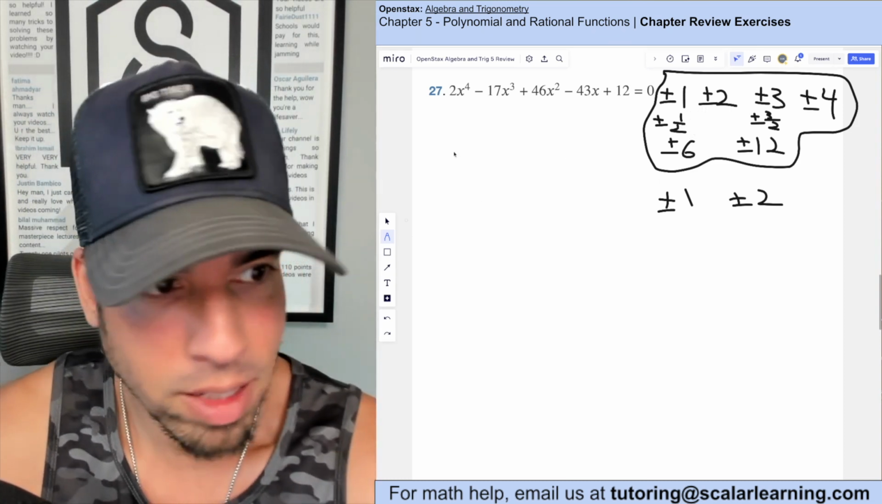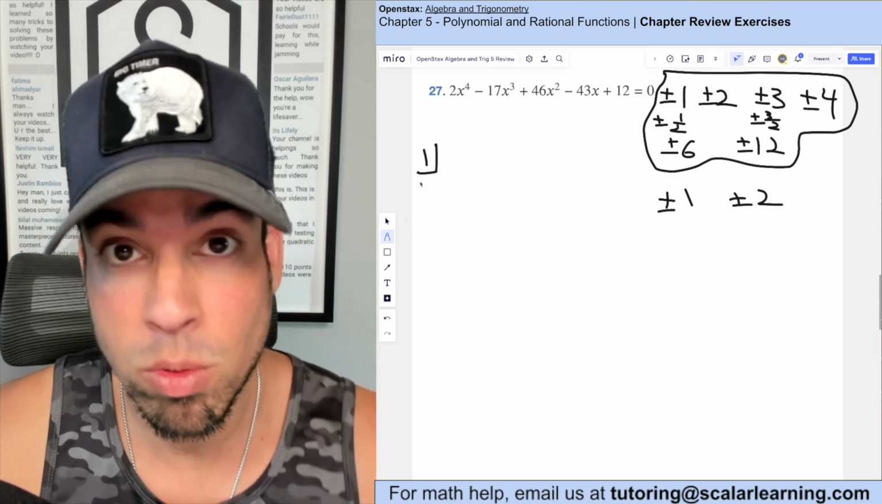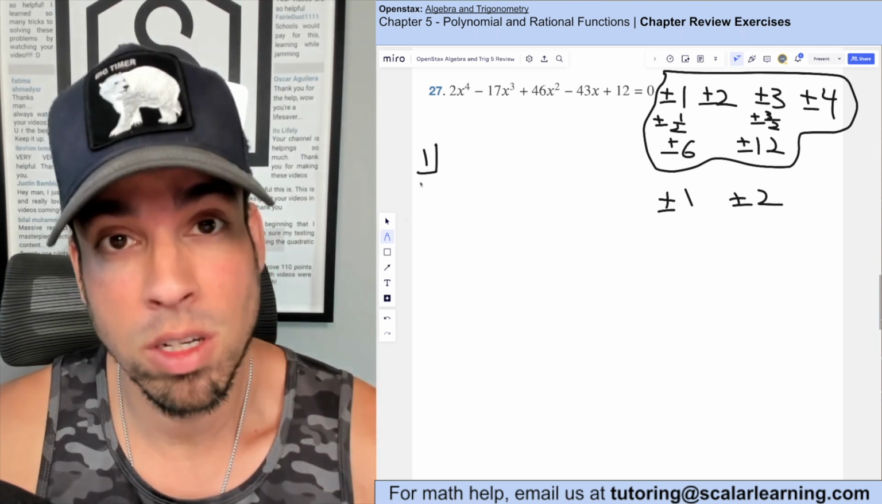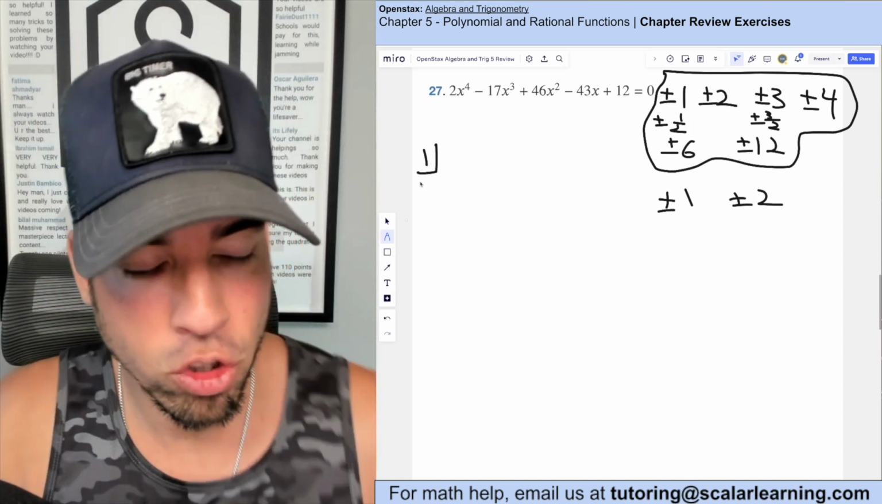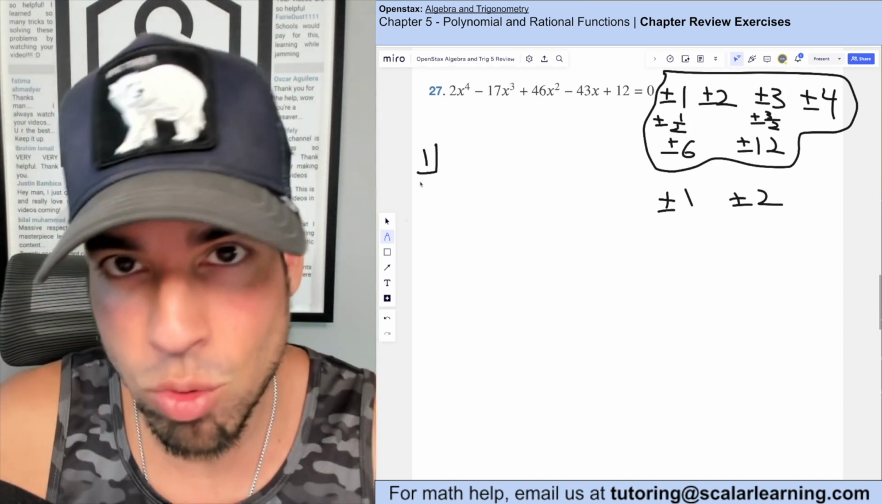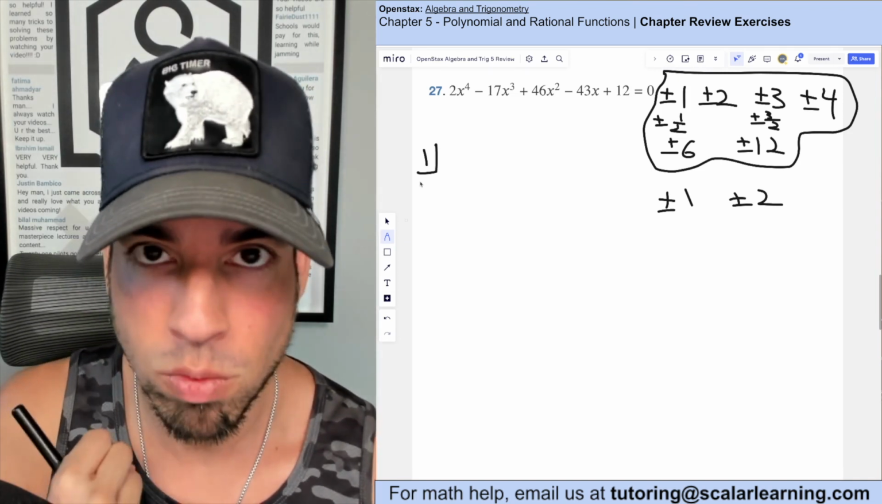So normally I like to start with 1, and I'm actually going to start with 1 here. I'm just letting you know I'm doing it with the knowledge that I know it's going to work, but usually if you don't know it's going to work in a test situation or in the homework, you're going to have to keep running through these options until you get a hit, meaning until you run synthetic division with a remainder of 0.